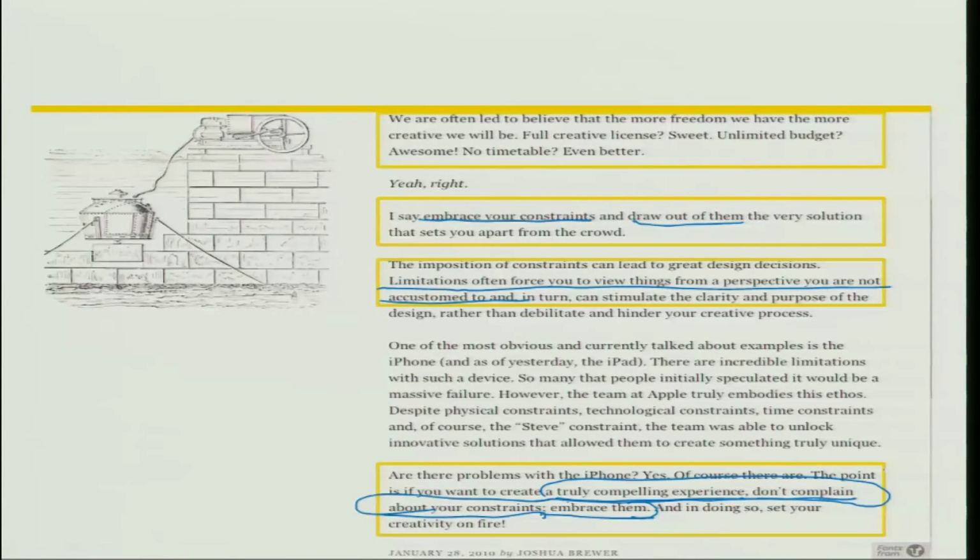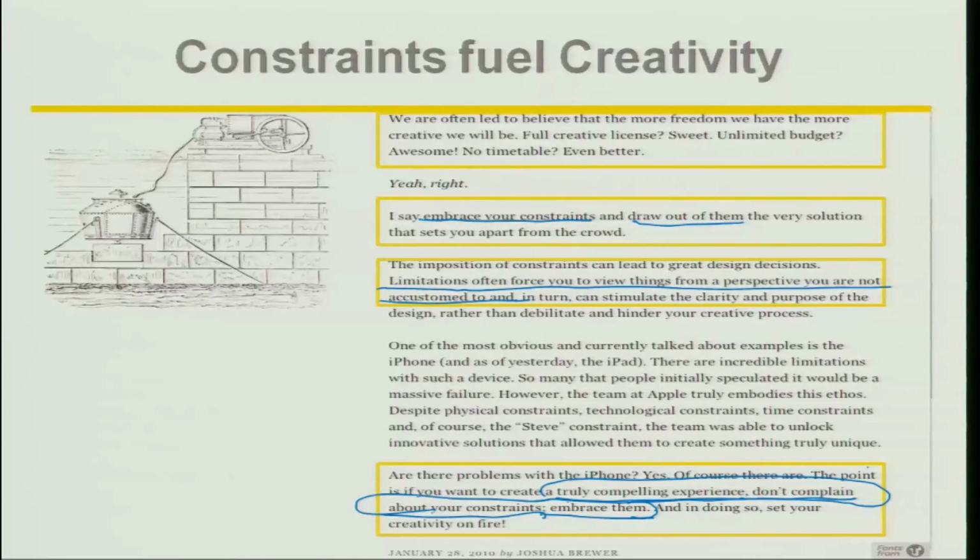It's not that creativity is just about blue sky and then constraints mean you have to come up with a very boring, most obvious solution. Embrace your constraints and try to fuel your creativity from within by embracing those constraints. Constraints fuel creativity.